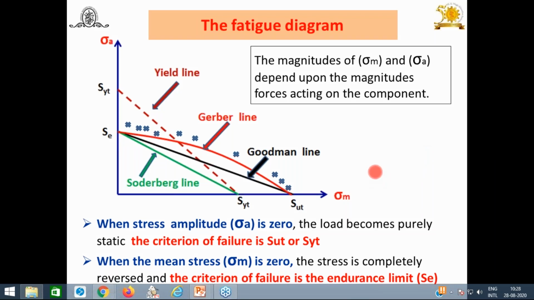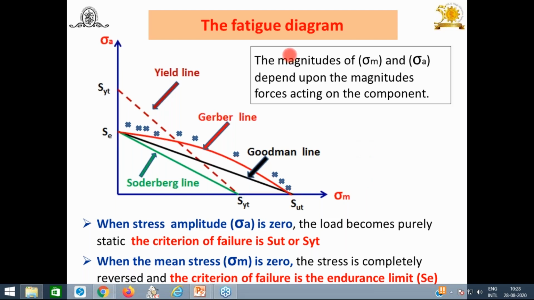But here you will find that when components are subjected to maximum stress and minimum stress, that means maximum force as well as minimum force, and that magnitude is varying, or you can say fluctuating or alternating, how to solve the problems?